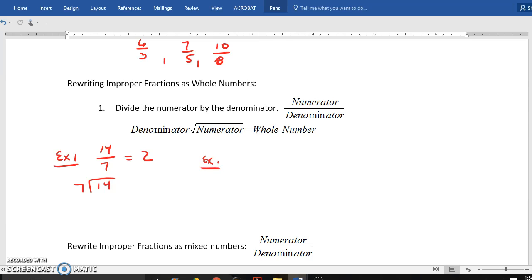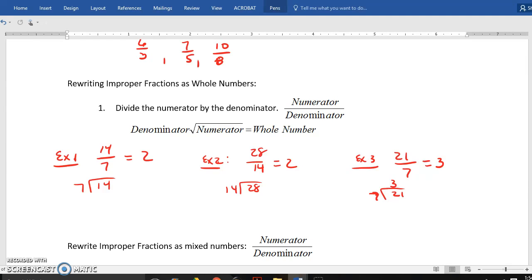Another example: 28/14. That is basically 28 divided by 14, which gives you 2. Third example: 21/7. If we take 21 divided by 7, what does that equal? 3. So that would simplify to 3.